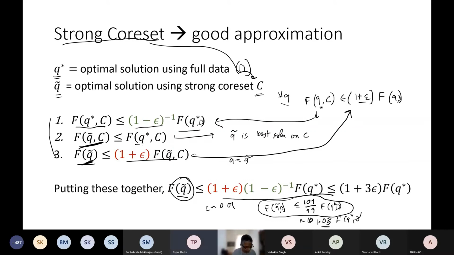Hello, sir. Yeah, please. Sir, is it basically giving the base solution which is nearer to the means? Here the Q star is giving the base solution for the C. So Q star is optimal on the full data. Getting this is expensive. Q tilde is giving me a solution on the coreset, and the point that you're making is absolutely correct. It is giving me a solution which is very close to Q star.